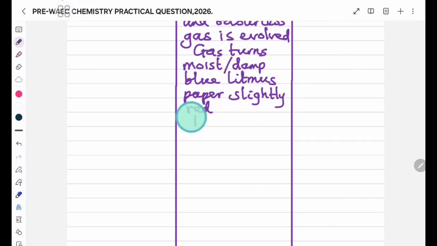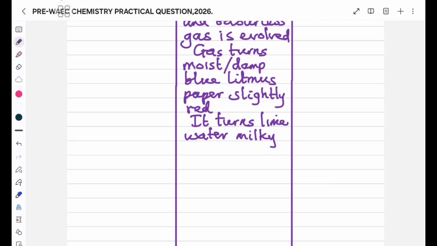The gas also turns lime water milky. It turns lime water milky. Lime water is a saturated solution of calcium hydroxide in water.